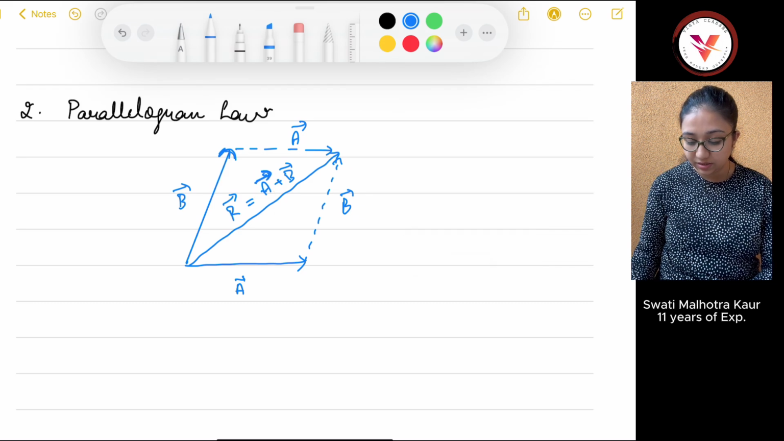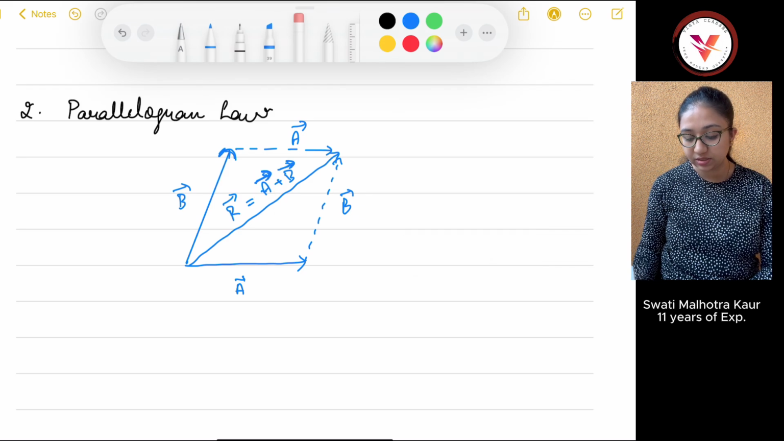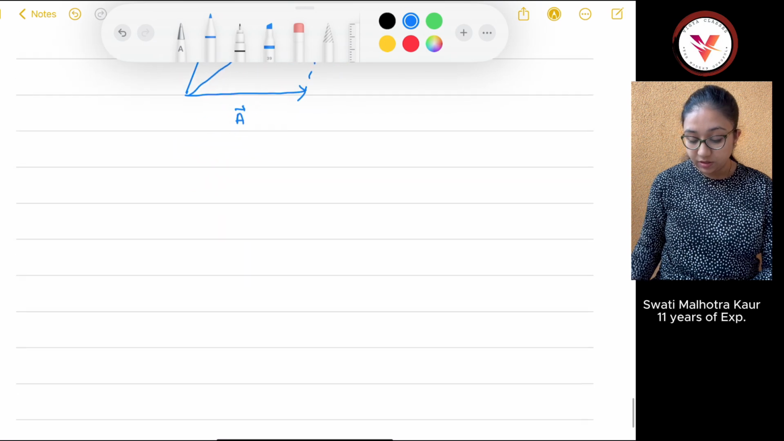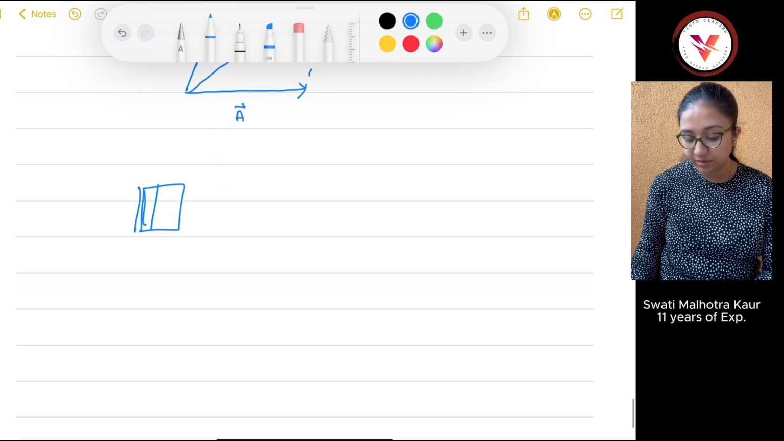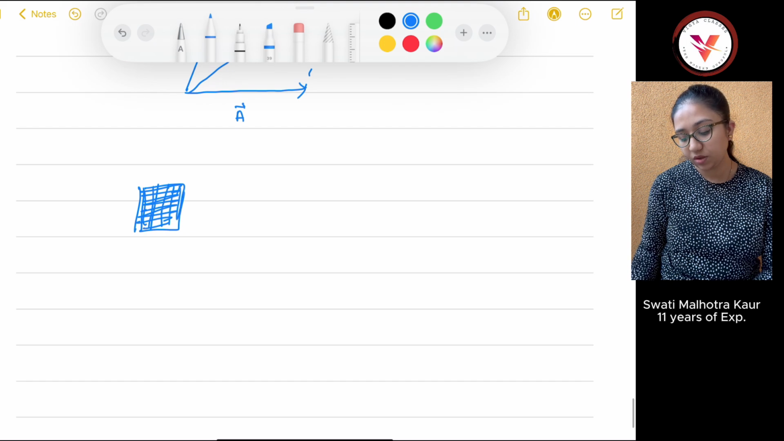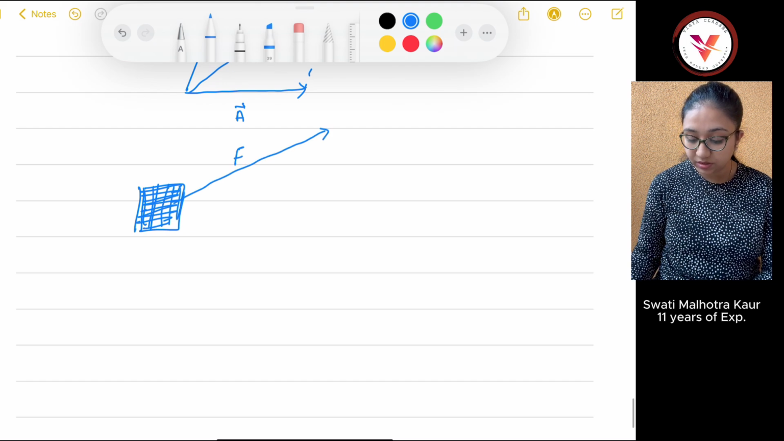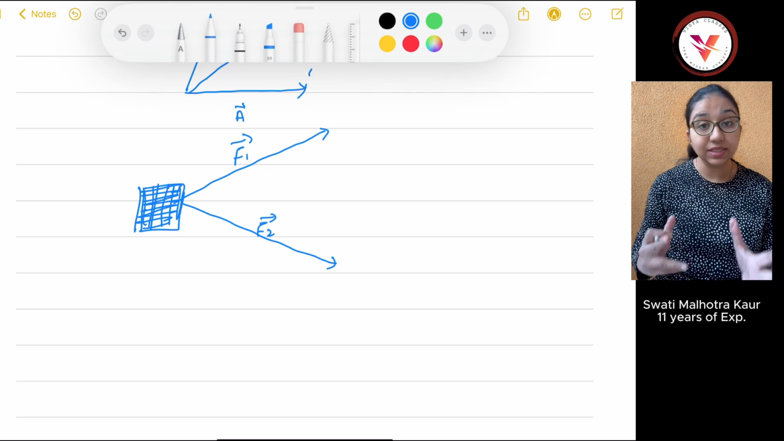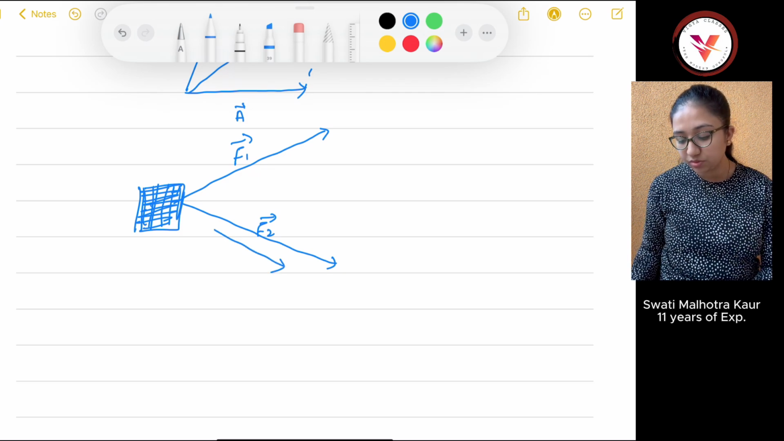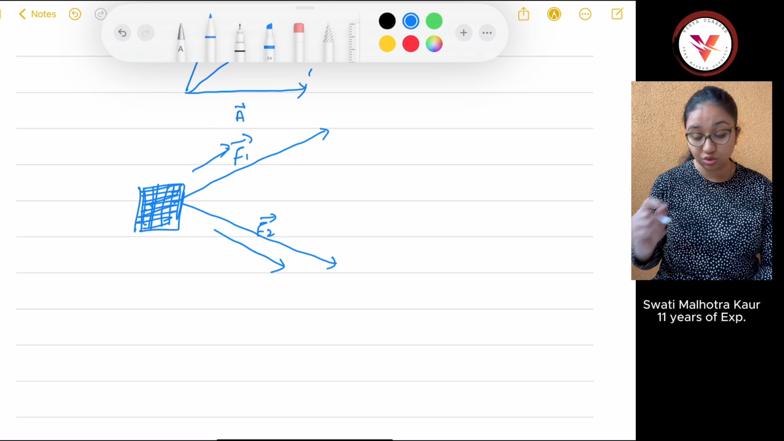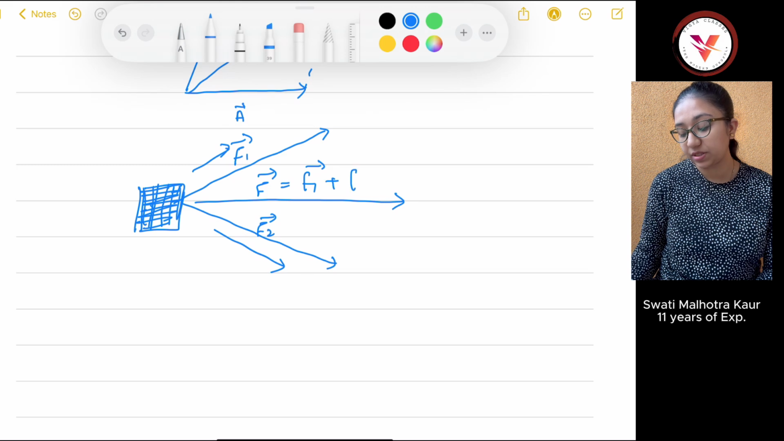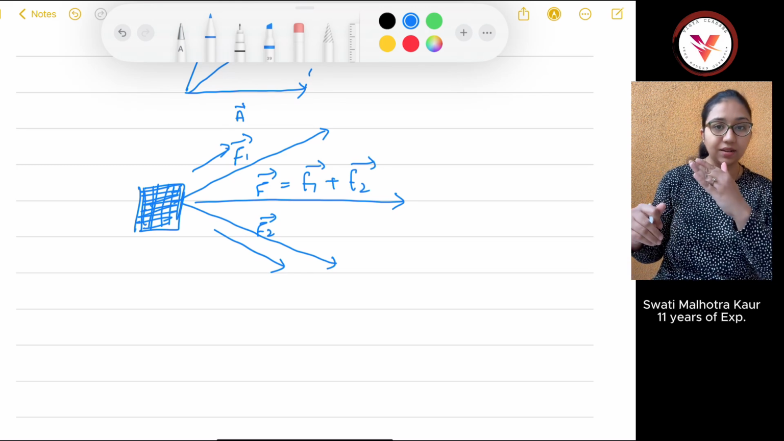Okay, so the diagonal gives you what? The resultant of these two vectors. For example, this is, let's say, a mass, a block. A person is moving it with F1 force, another is moving it with this F2 force. So where is the resultant, the net force? Will that box move in this direction? No. Will it move in that direction? No. The box will move in this direction, which is its resultant, F1 plus F2. So it is the diagonal.